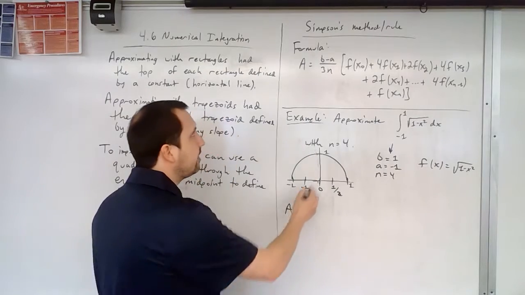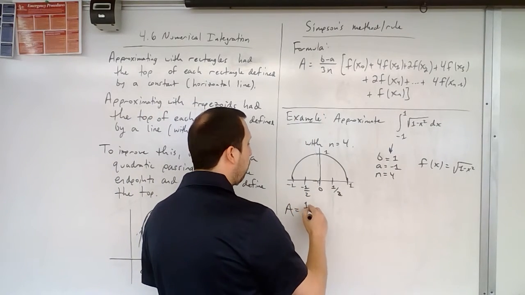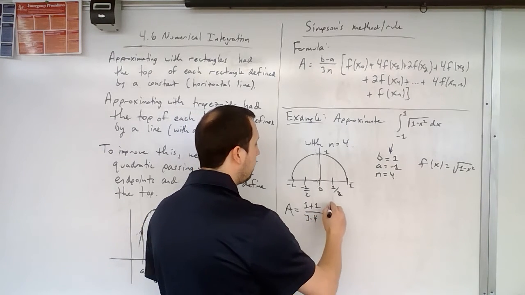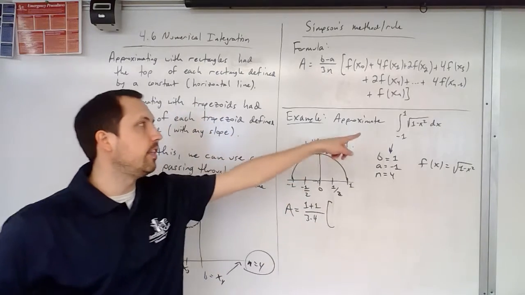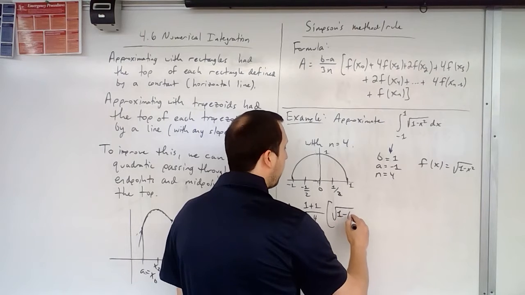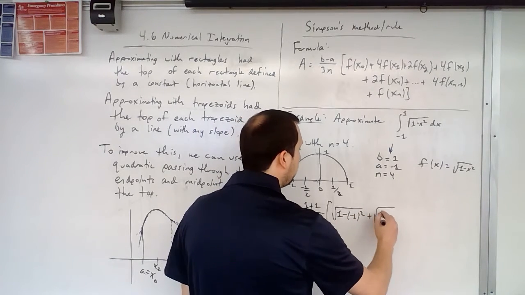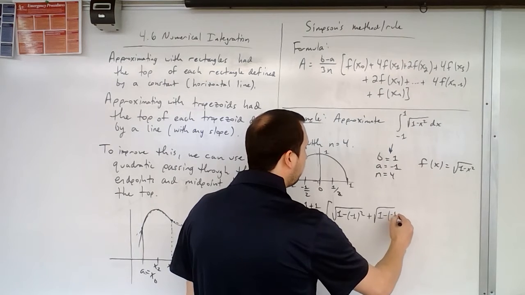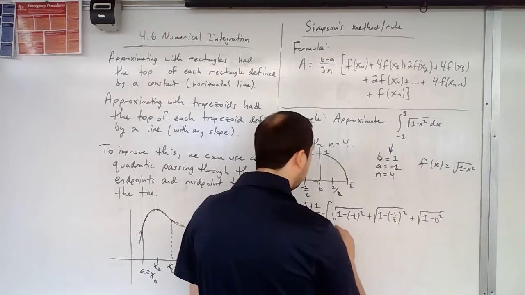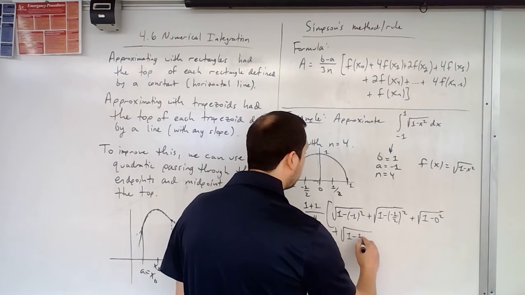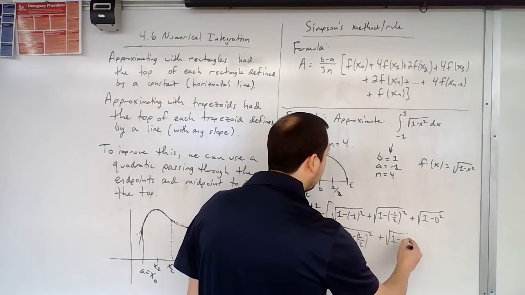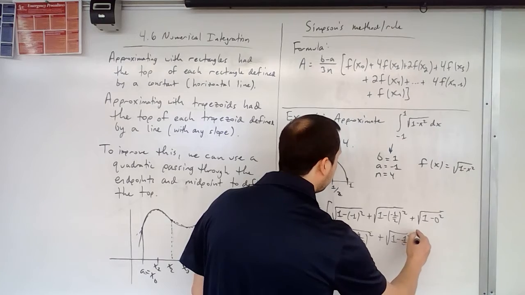Okay, so this area now, we plug things in. So I'm going to have a 1 plus 1 divided by 3 times 4. And then my function at each of these endpoints, I'll just plug this in. So I'll have the square root of 1 minus -1 squared plus the square root of 1 minus -1/2 squared plus the square root of 1 minus 0 squared plus the square root of 1 minus 1/2 squared plus the square root of 1 minus 1 squared.